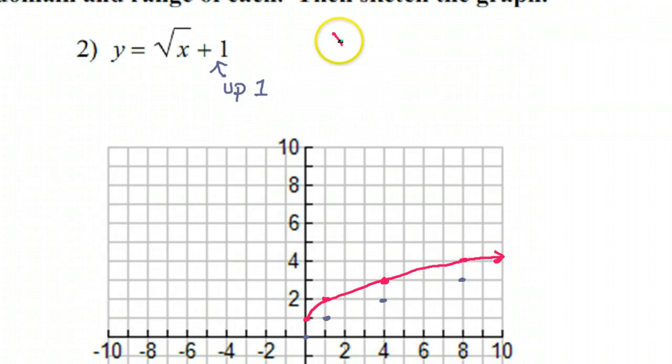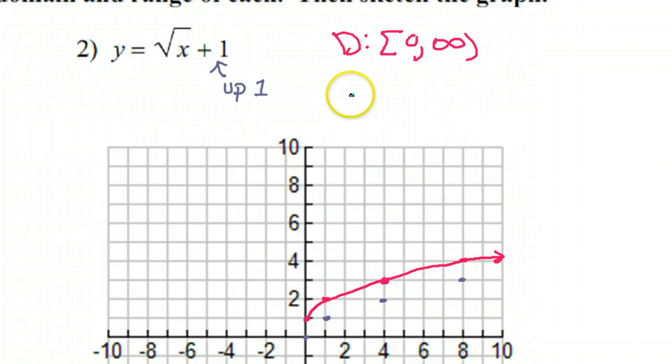Okay, so the domain is going to be from 0 to infinity. Alright, left to right. And then the range, the y values, go from 1 to infinity. So that's number 2.